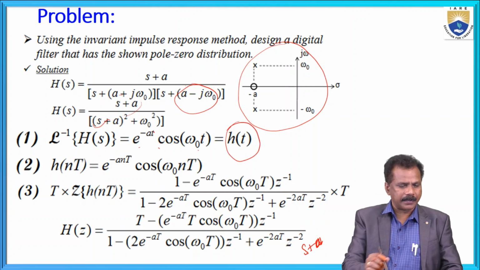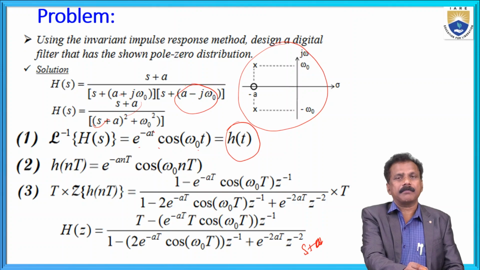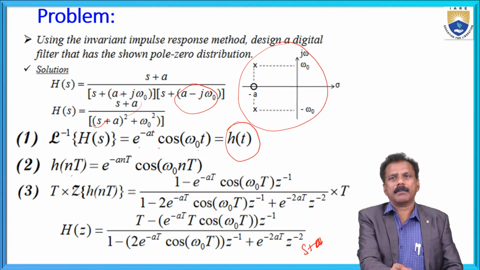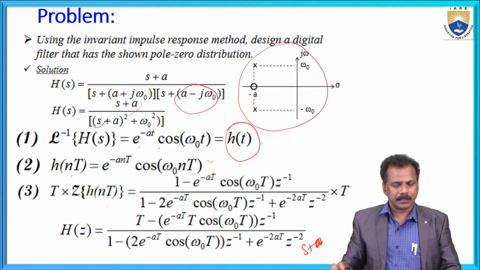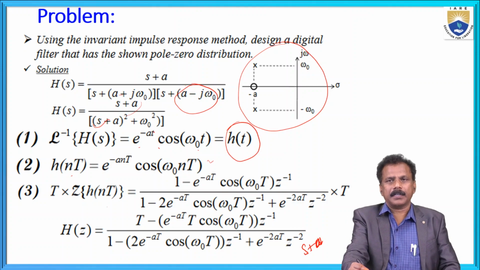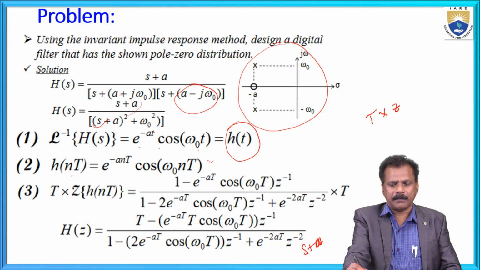Next, h of nT is equal to e power minus a nT cos of omega naught into capital T. In the third step we also use T into the z transform of h of nT.